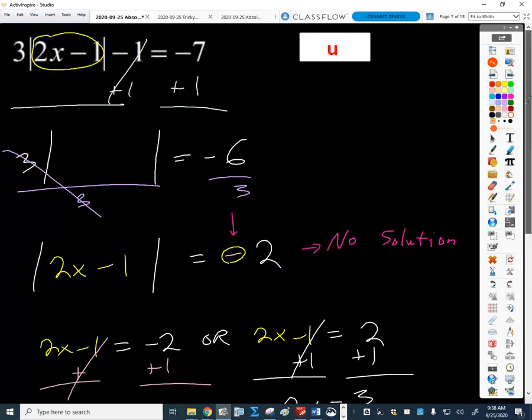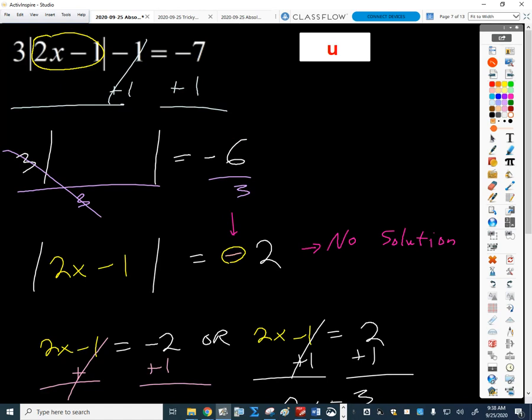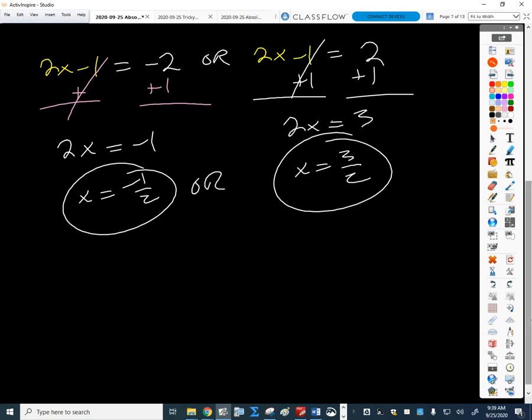Let's try those. If I plug those into my original equation, -1/2, 2 times -1/2 is -1, isn't it? -1 minus 1 is -2. So I have the absolute value of -2, which is 2. 3 times 2 is 6. 6 minus 1 is 5. So I get the result 5 equals -7. Didn't work. So that solution was a false solution.